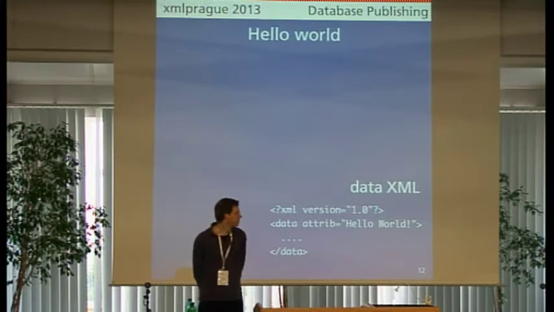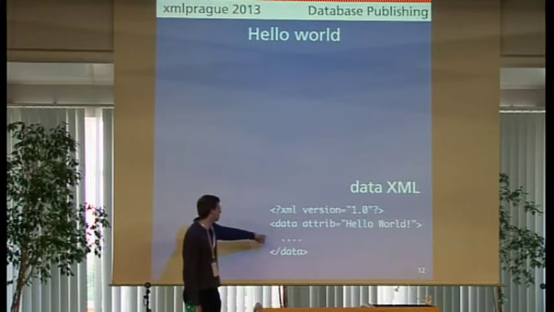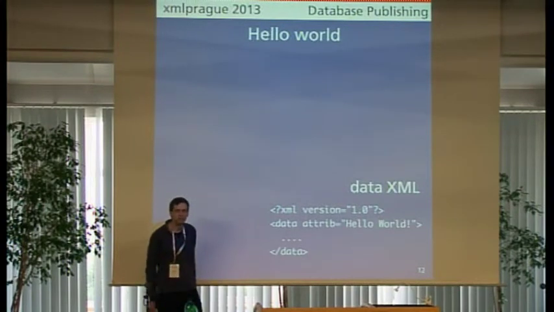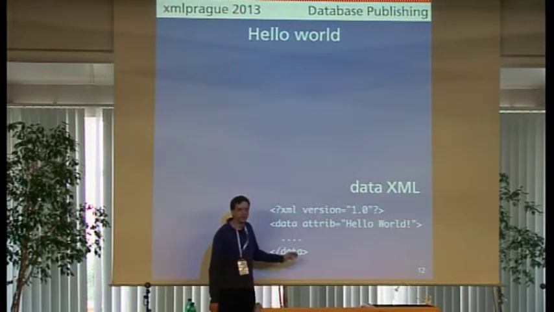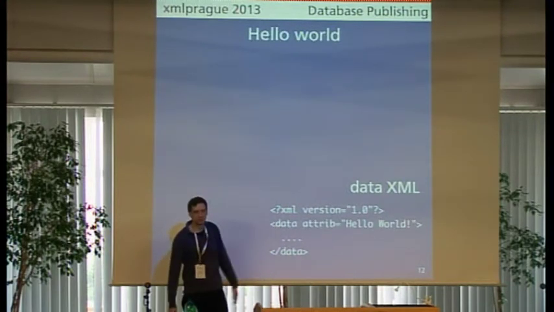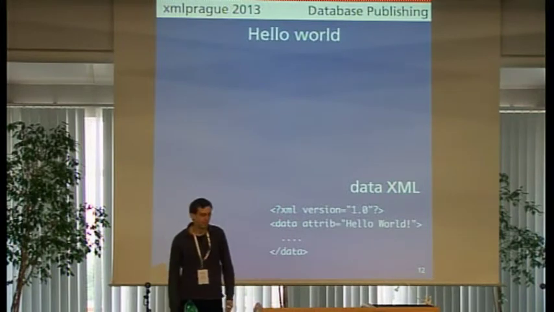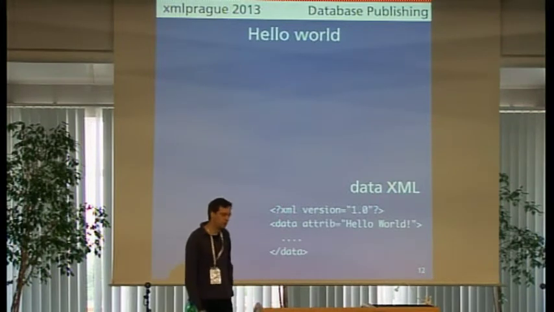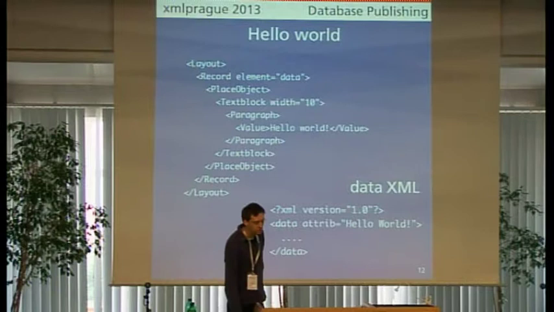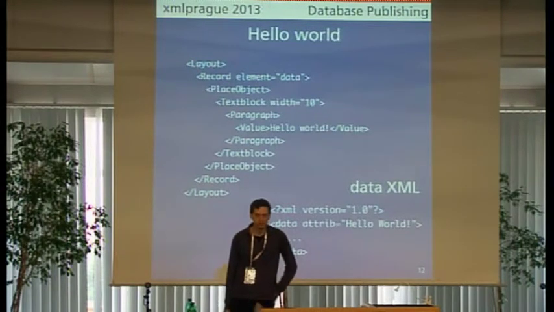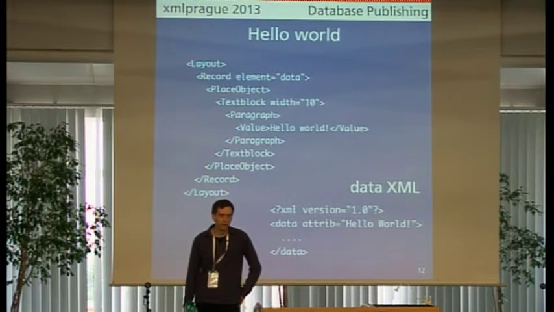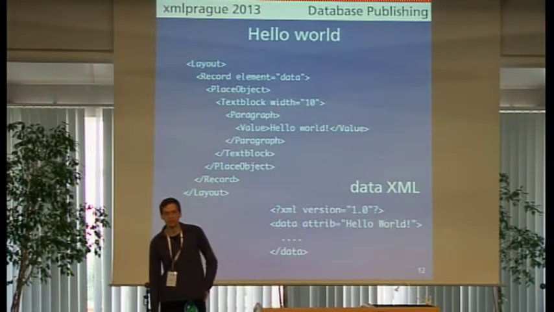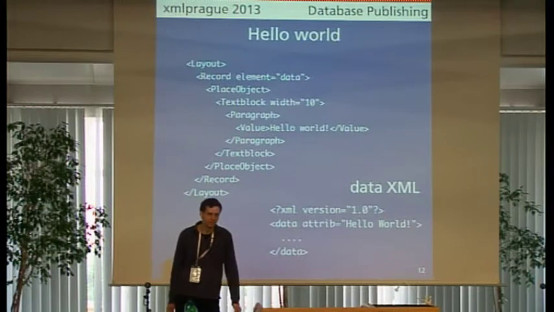We start with a data XML file, which is just a root element called data. It can be anything. In this example, it's data and has an attribute, Hello World. And it can have, of course, some child elements, which is not important here in the Hello World example. And the layout file, which we read, could look like this. This is an actual working layout file, except for the namespace. I've omitted it because it's too long.